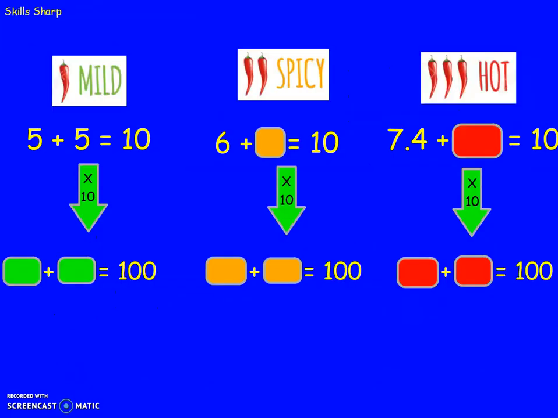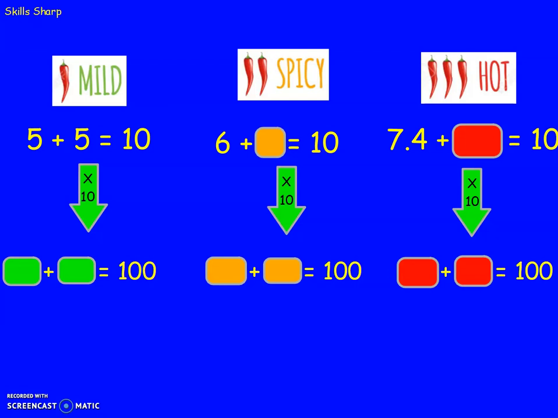I want you to have a go now at working out these number bonds to 10. So 5 and 5 is another number bond for 10. If we times that by 10, what would the number bond to 100 be? Have a go at mild, spicy or hot. Remember to write in your books which challenge you're going to try. Pause the video now and then come back to check your answers.